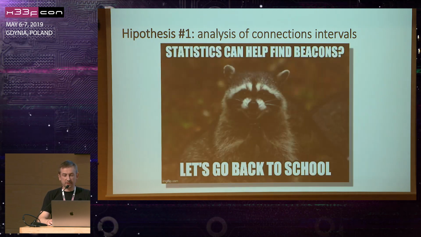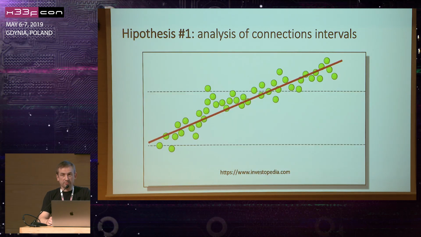So maybe let's go back to school and remind ourselves some statistics metrics, but let's try. We would like to generally find this type of characteristics when the connections and the intervals of connections are distributed around some average value, more or less. So what kind of example data do we have here?